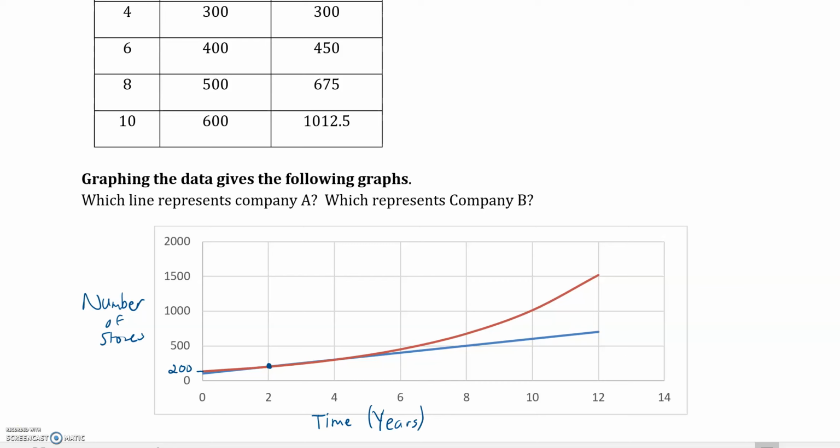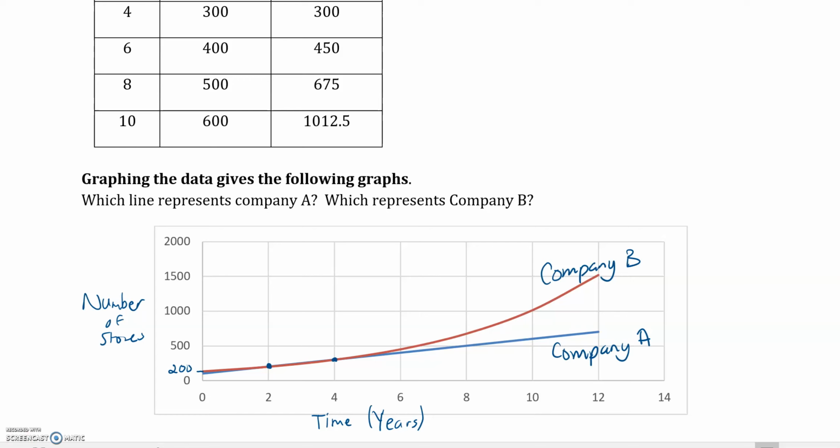As we look at further time down the road, beyond 2 years, we know that at 4 years, both of the companies have 300 stores. Then after 6 years, company A only has 400 and company B has 450. So company B has a greater value, so we would anticipate that the top curve would be for company B. So we continue again to 8 years. We have 500 for company A and 675 for company B. So it's safe to say that we can label the red line, the top line, as company B and the bottom line as company A.